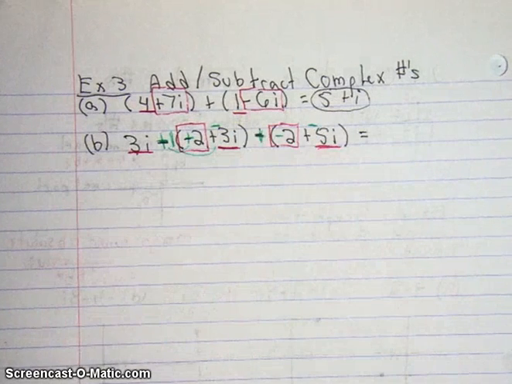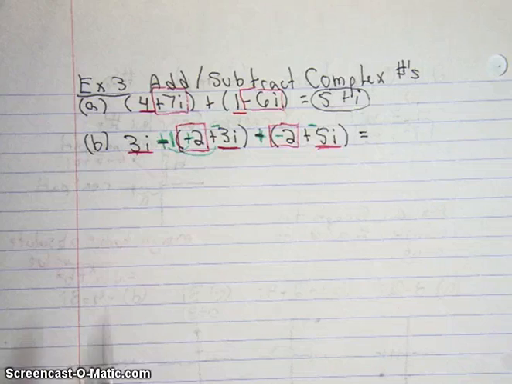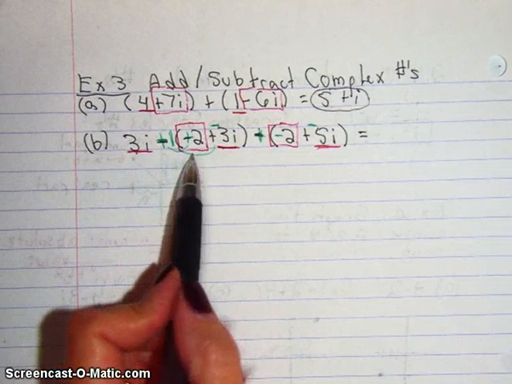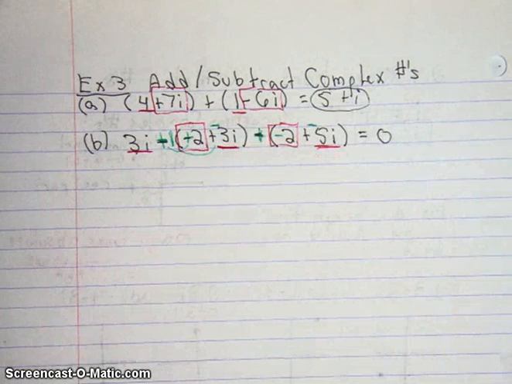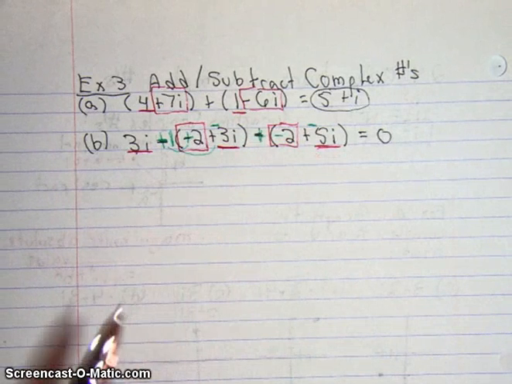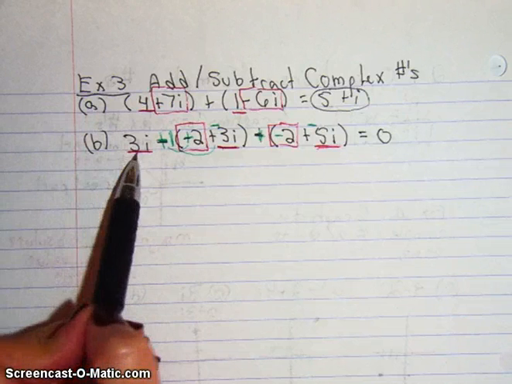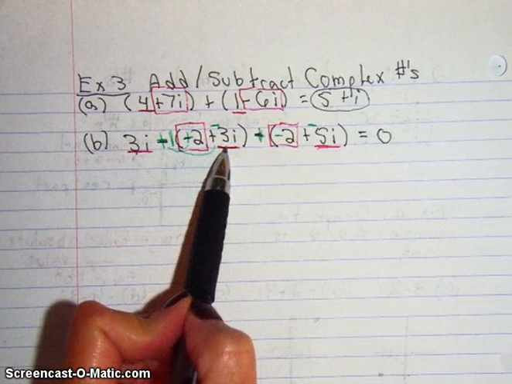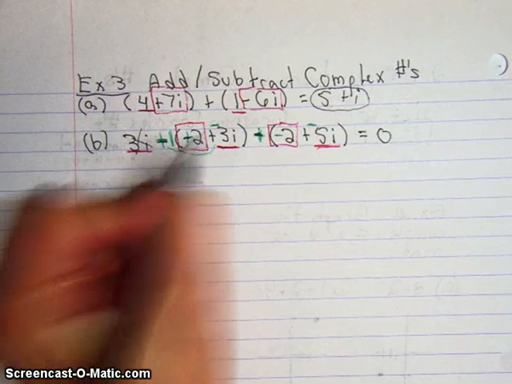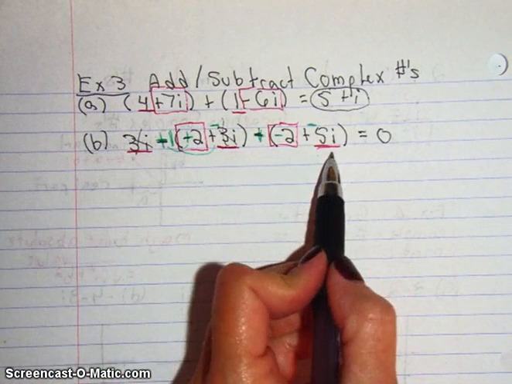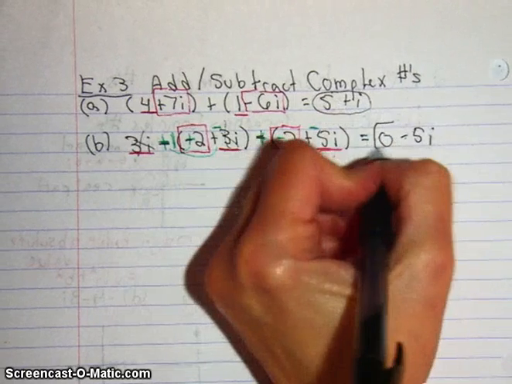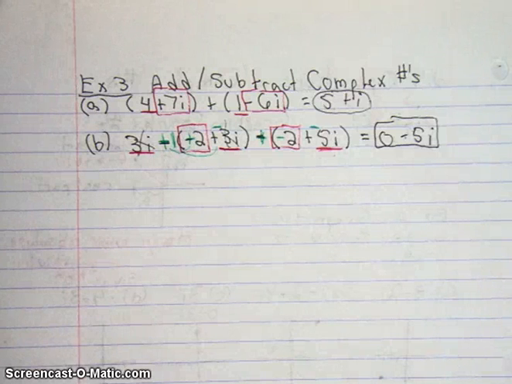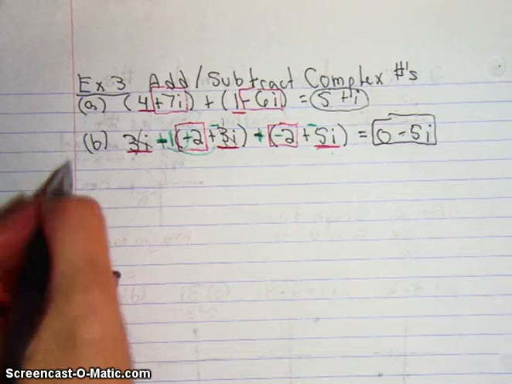All right, let's add the like terms. Destiny, let's do the real parts. Positive 2 and negative 2. So we got 0. Alexis, do the imaginary parts. What's 3i plus negative 3i? 0. So those go. Plus a negative 5i. Very good. True complex form? Yes, it is. There we go. That's how easy adding and subtracting is.